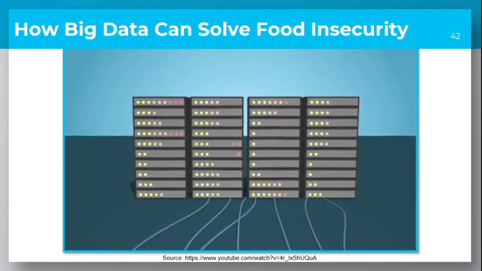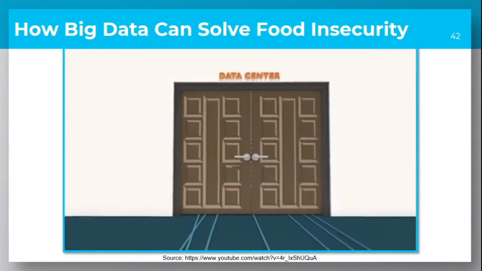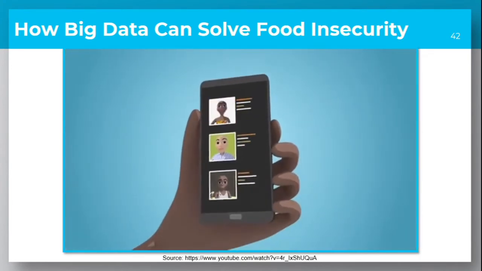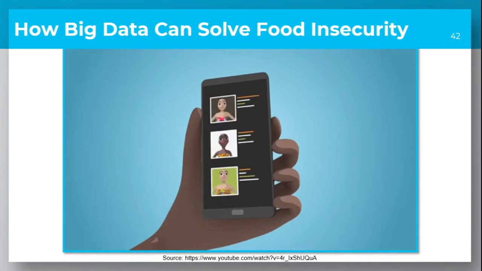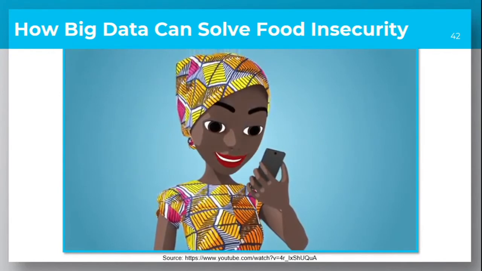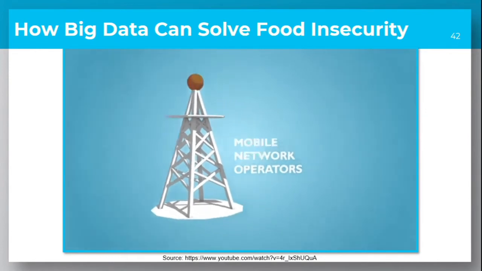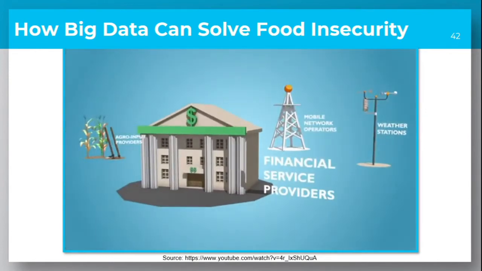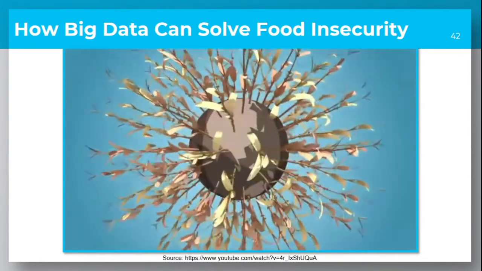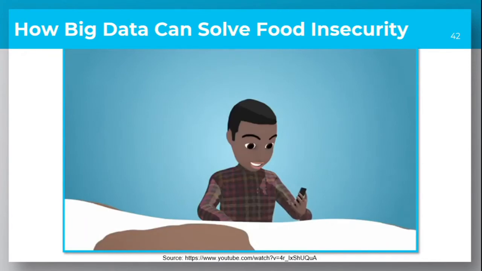But all too often, farmers' data remains in the hands of service providers, locked up and out of reach. If more service providers work together to make their data accessible for farmers, smallholder farmers could see real improvement in their day-to-day lives. Imagine if an agro input provider, a mobile network operator, and a weather station shared data with a financial service provider. The financial service provider could know what food the farmer is growing and how quickly it will go bad. The financial service provider could then create credit products that respond directly to the farmer's needs.